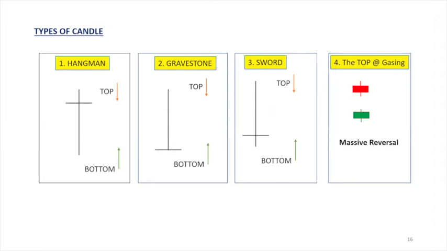When it's at the bottom it's the same thing, but it doesn't mean that at the bottom you need to buy and at the top sell. As I told you, where this particular candlestick is formed matters, whether it's formed at the resistance level or at the support level. These are the few things you need to find out. And this other one is the top and gassing. It's the same thing, the same definition, the same role play. If this happens, we call it a massive reversal about to happen.